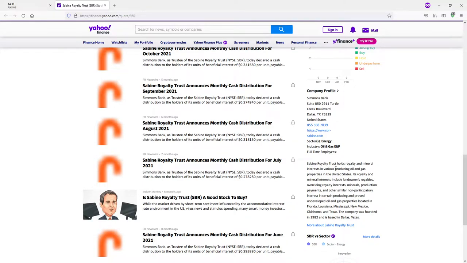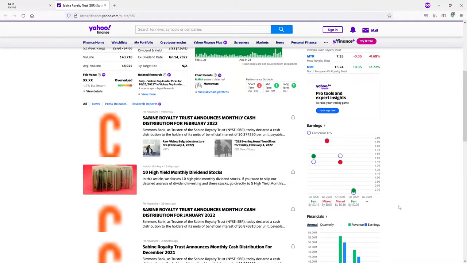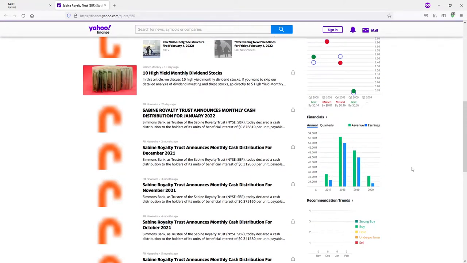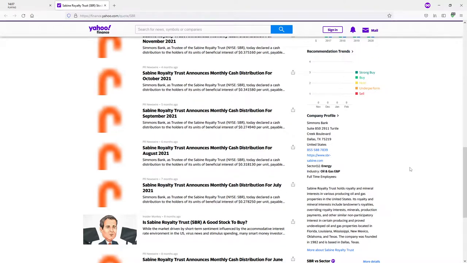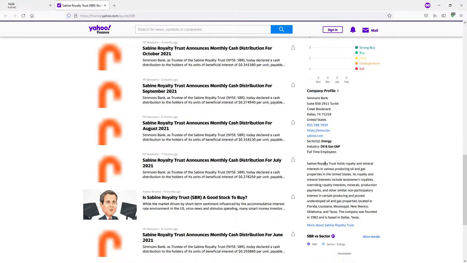Mineral interest in various producing oil and gas properties in the United States. Royalty and mineral interests include landowners' royalties, overriding royalty interest, minerals. So they own mineral interests in various producing oil and gas properties. Okay, it's kind of generic.